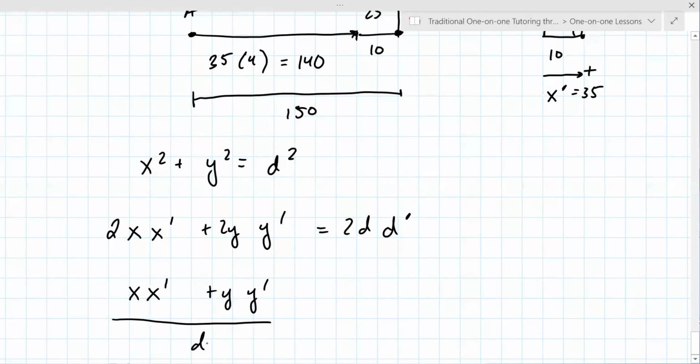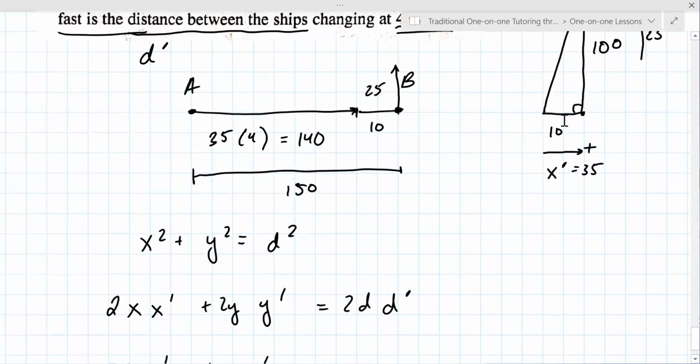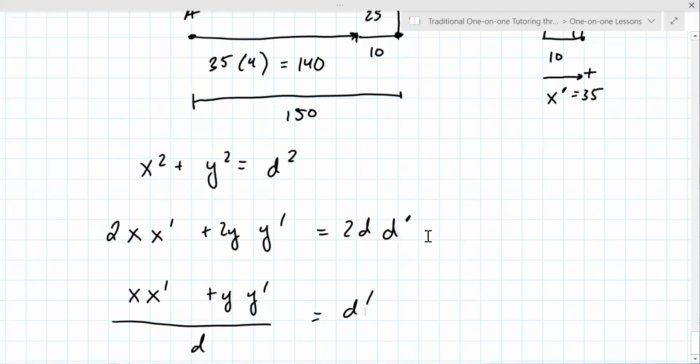So do we know x? Yes. X is 10. You got that equation from moving the 2D over and then just factoring out the twos. You can just cancel them from the start. Okay, all right.